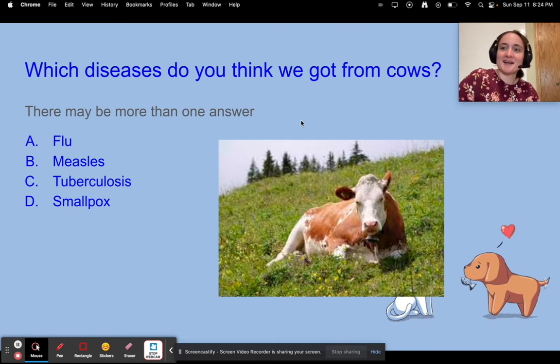All right, now we're going to play kind of like a depressing quiz game. Okay, so I do not expect you to know any of these answers. So just take your best guess. Which diseases do you think we got from cows? There is more than one answer for this one. Do you think it's flu, measles, tuberculosis, or smallpox?